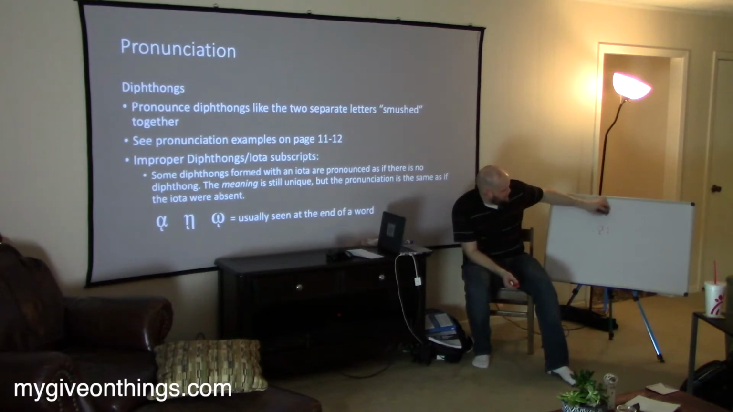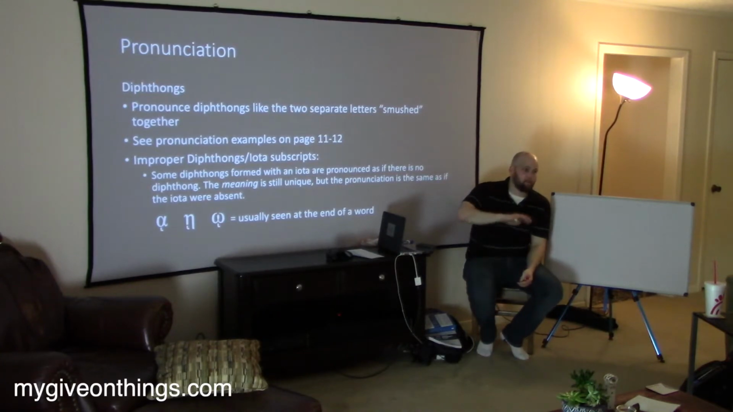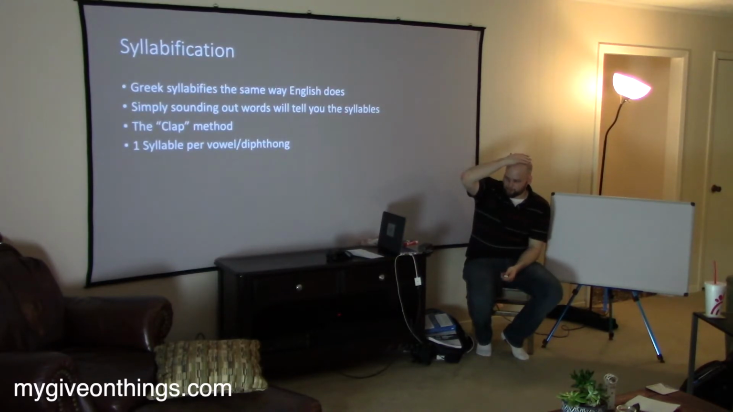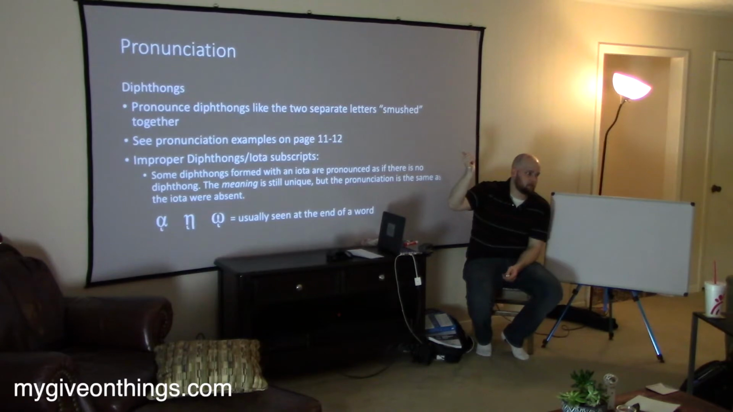All right. This is a little tedious. So that's basically all of the rules of pronunciation. The only weird things are diphthongs, iota subscripts, and the gamma nasal. Everything else, it's sounded out. It's going to sound exactly like it's spelled. Pretty straightforward. Along with pronunciation, syllabification. Any last questions on pronunciation before we move on? No?